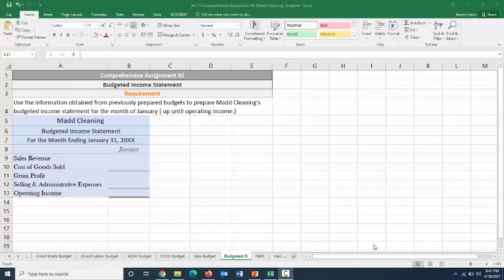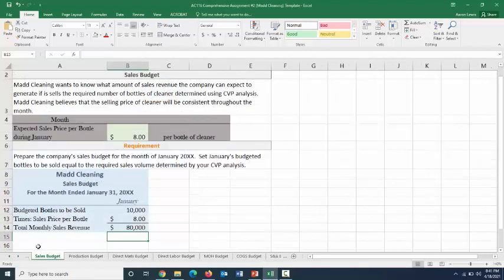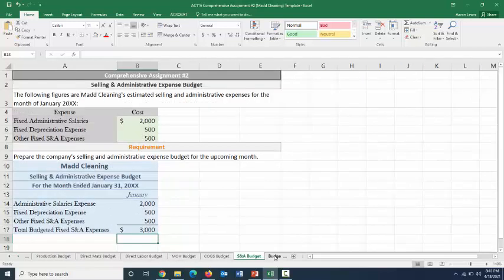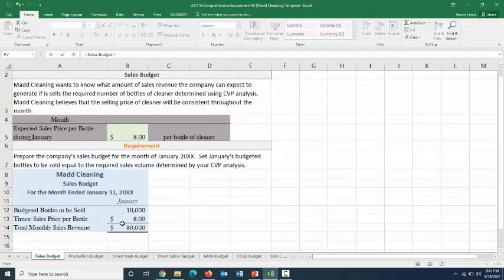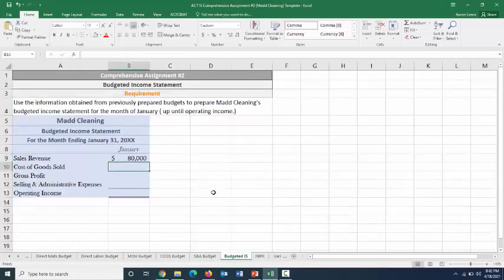So in all of our sub-budgets, the budgets we've made before, we have all the information prepared already to make our budgeted income statement, at least up until operating income. And the first thing, like any income statement, that we need to start with is our amount of sales revenue. Well, we made a budget for that. If we go back to our sales budget, we see that their total monthly sales revenue is expected to be $80,000. So if we go to our budgeted income statement for sales revenue, we can just take that $80,000 right from our sales budget and throw it into our budgeted income statement.